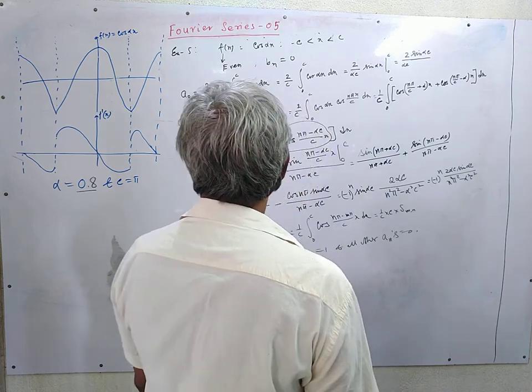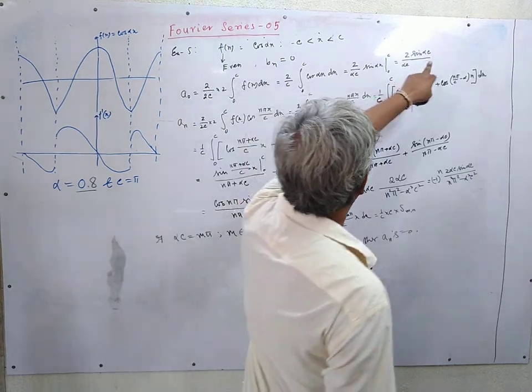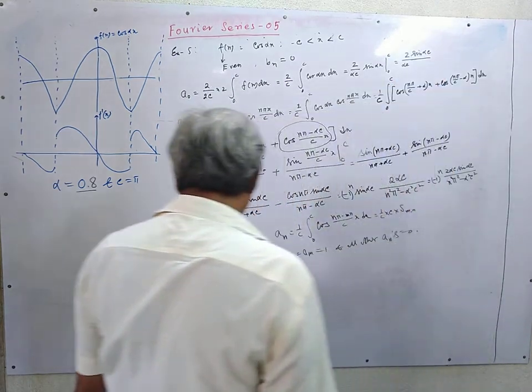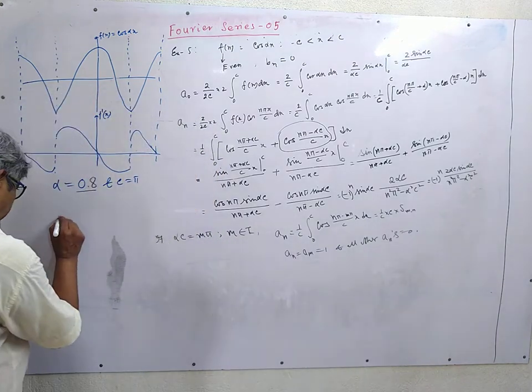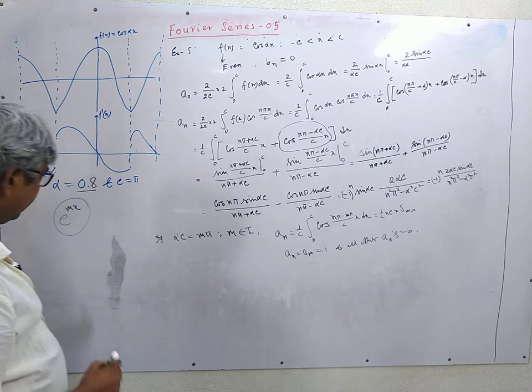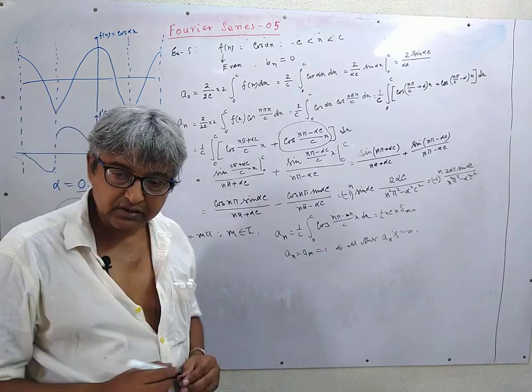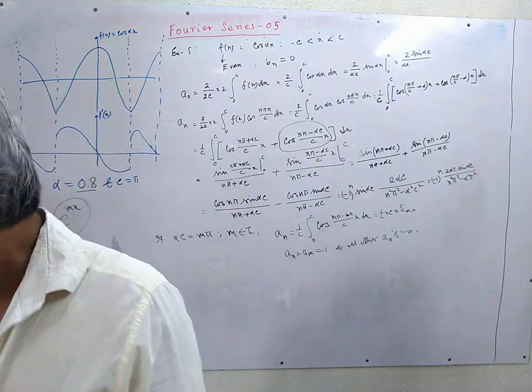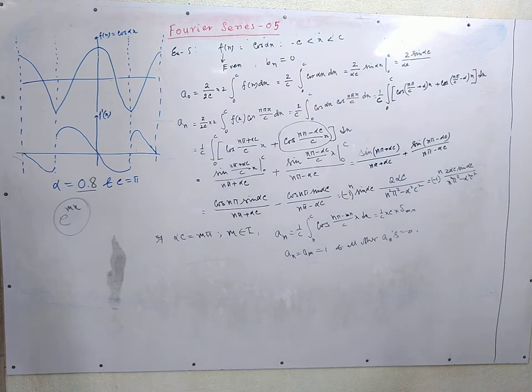And similarly a0 is 0. So we see that if we have the function cos of mx expanded, then it will have a single term as expected. And for non-integral values of alpha, we will have a series of components.